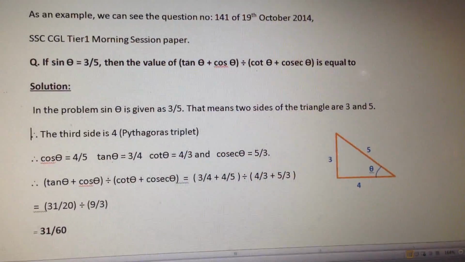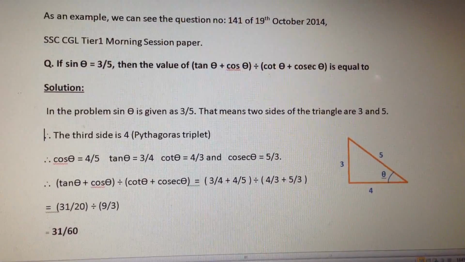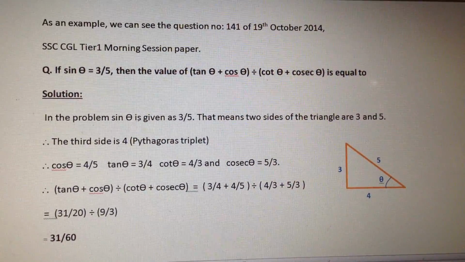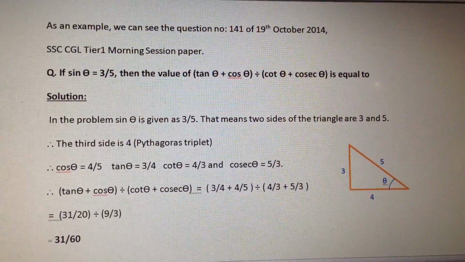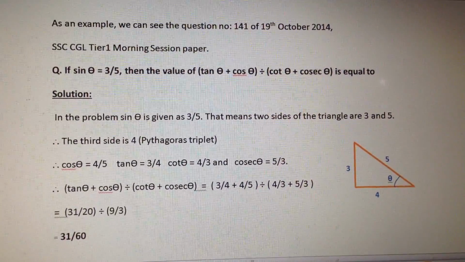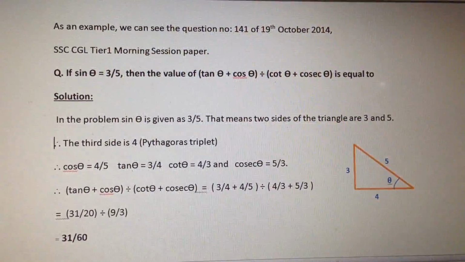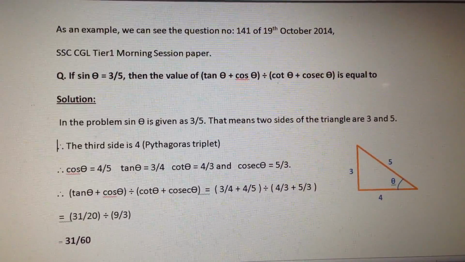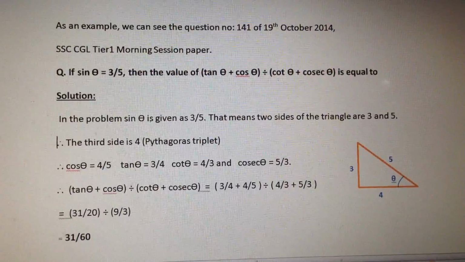Okay, let us take an example. This problem was given on 19th October 2014 in SSC CGL Tier 1 examination. If sin theta is equal to 3 by 5, then find the value of tan theta plus cos theta divided by cot theta plus cosecant theta.